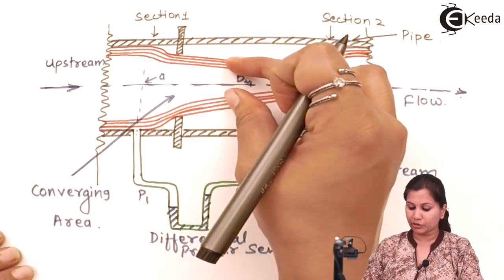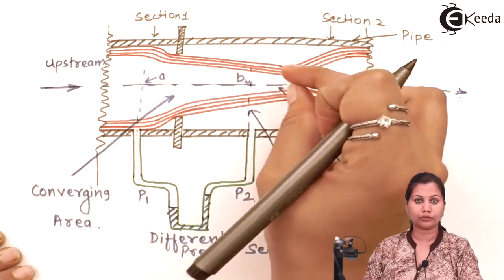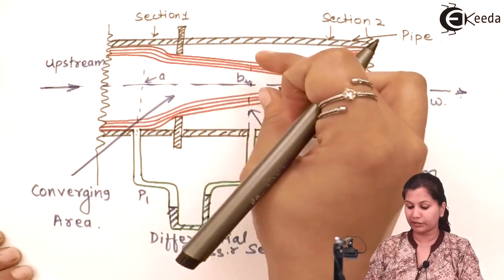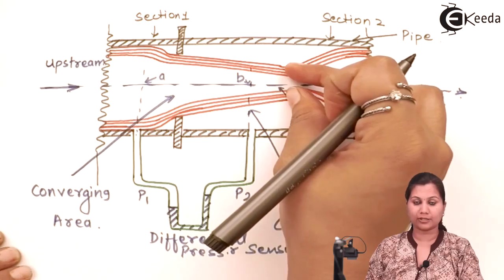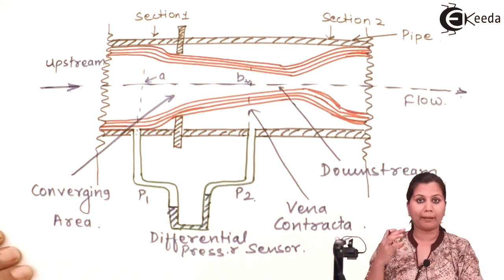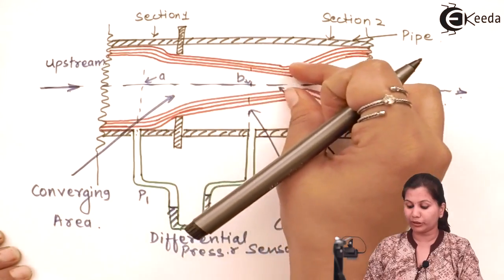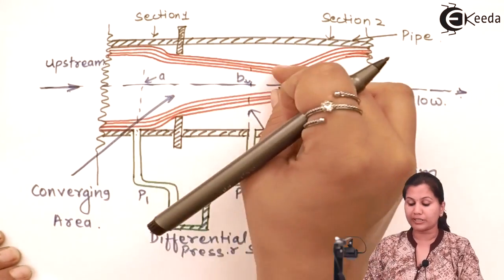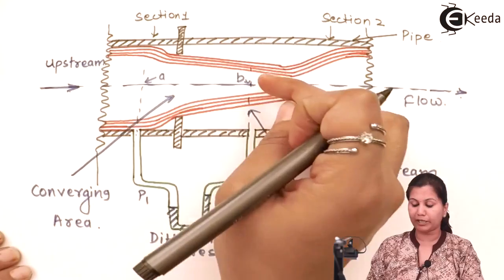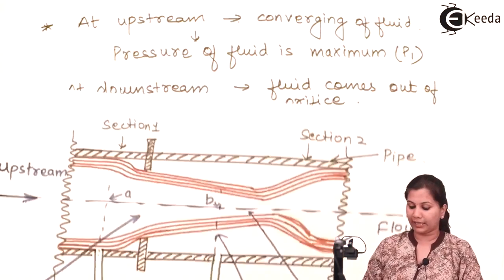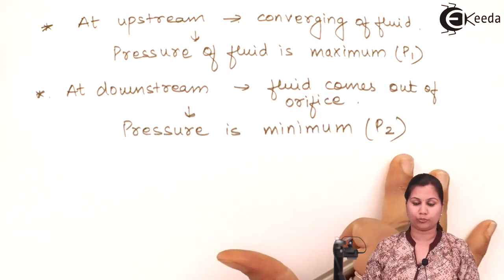Now when the constriction, or the bore diameter of the orifice plate, is reducing, it is providing maximum restriction to the fluid, because now the fluid is flowing through a very small part, so its velocity will be increased but pressure will be minimum. So at that time the pressure is P2.